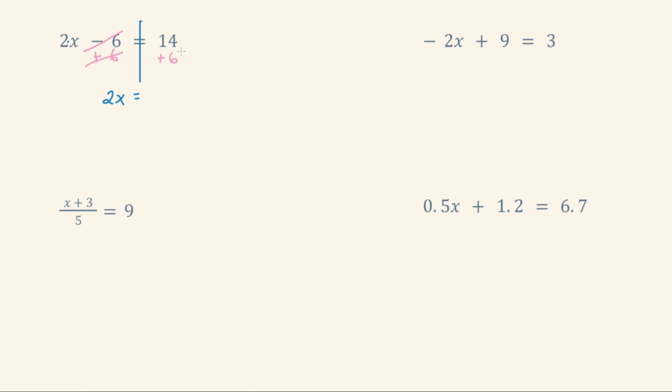And on the right side, I have 14 plus 6, that is 20. Now, the opposite of multiplication is division. So I'm going to now divide by 2, so that all I'm left with on the left side is the x, right? So all I'm left with now is x, and on the right side I have 20 divided by 2, which is 10.